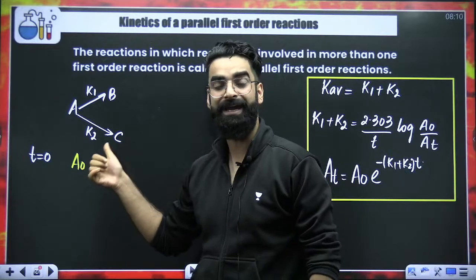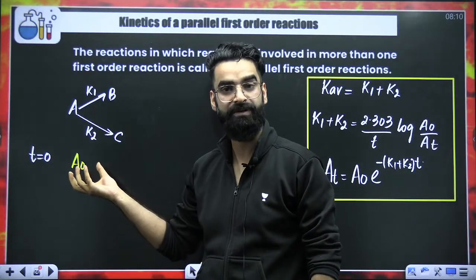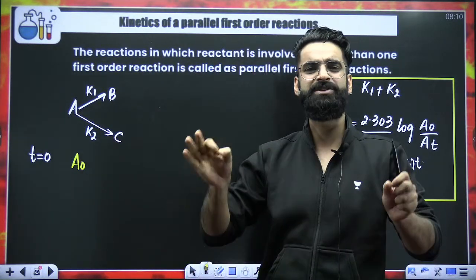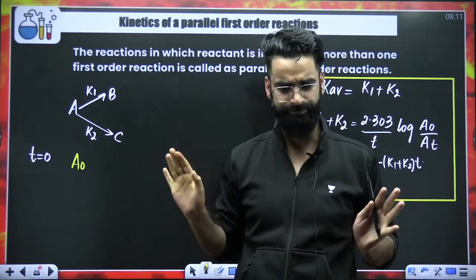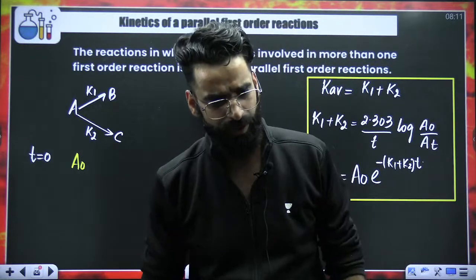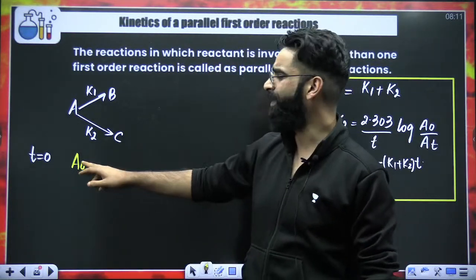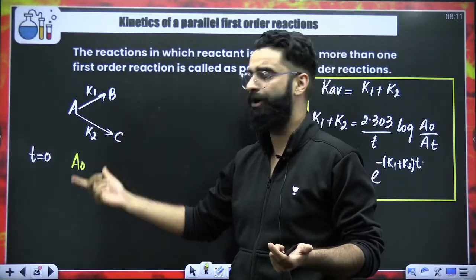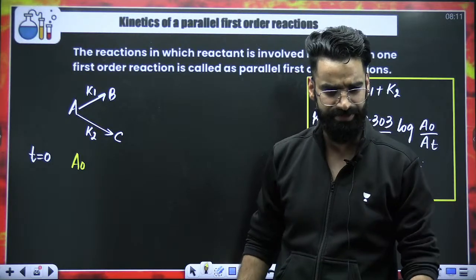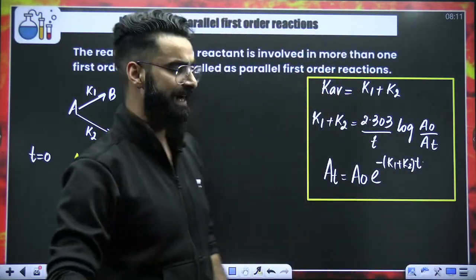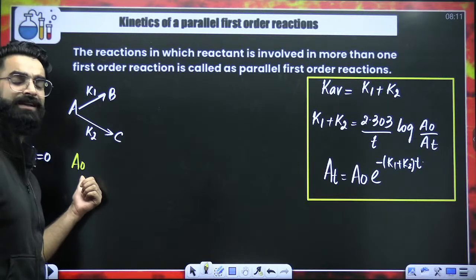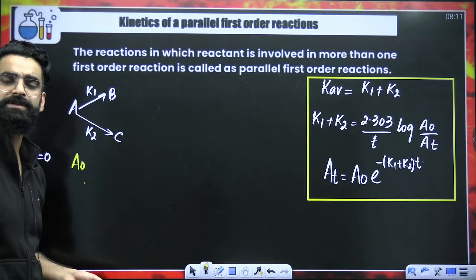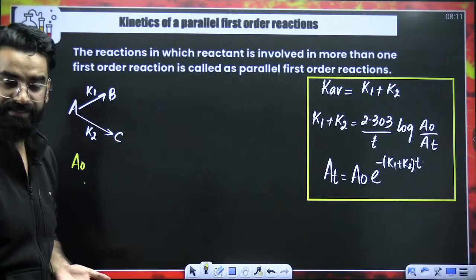Let's say A naught represents the moles of reactant at time t equal to 0. Or you can say this is the concentration of reactant at time t equal to 0, because I'm assuming moles and concentration are the same here. Now, my dear students, since the moles of reactant at time t equal to 0 is A naught, the moles of product at time t equal to 0 will be 0 also, because the reaction has not started yet.